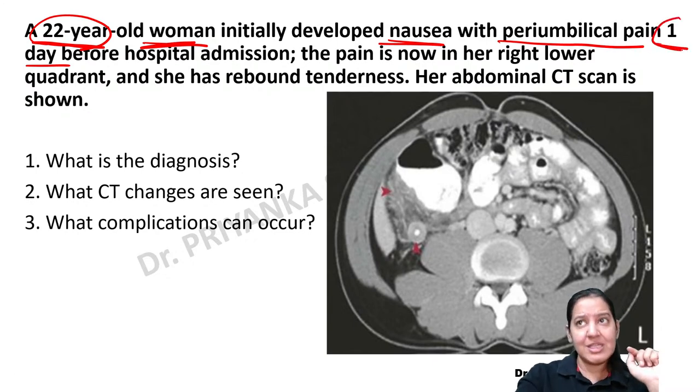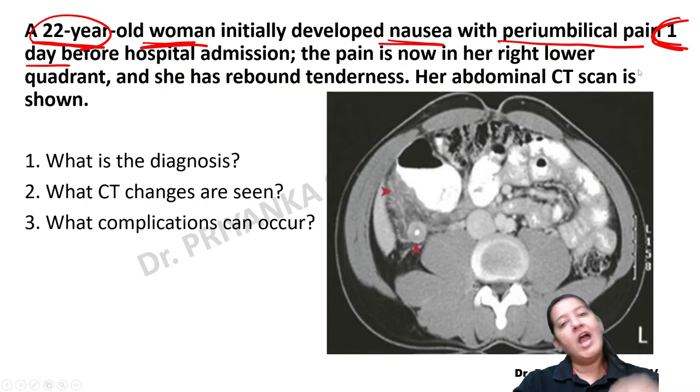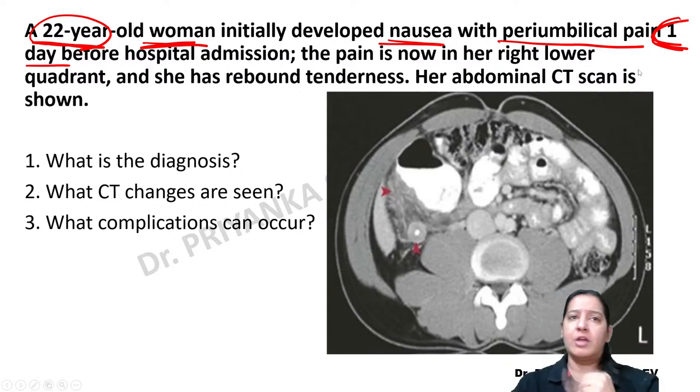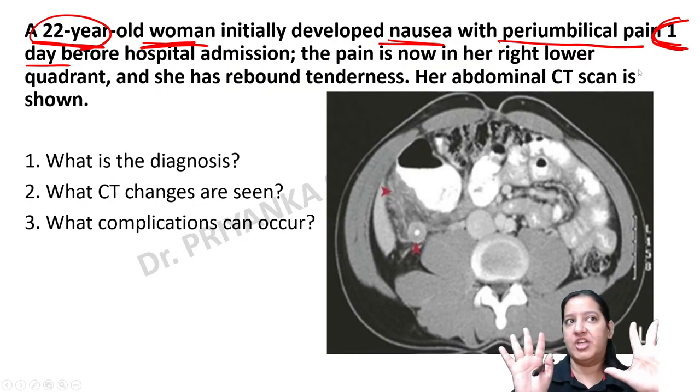The duration since the symptoms are present, the onset of the disease, is very important. If the disease is present within days, it is acute. If the disease is present within 2-3 months, it is subacute. If the disease is present from years, it is chronic. So always take clues from the question. A young lady coming with nausea and periumbilical pain since one day. It is an acute condition.